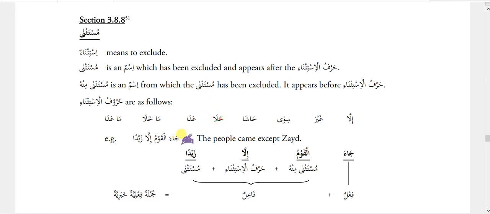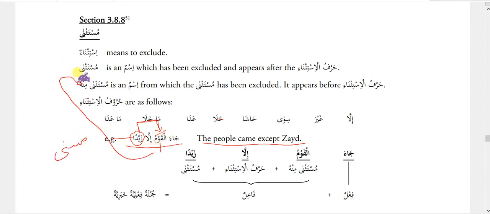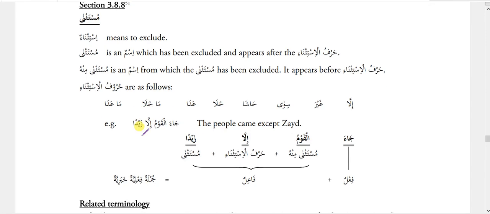For example, ja'a al-qawmu illa Zaidan, the people came except Zaid. So here Zaid is excluded from the group of the people who came. So Zaid is excluded from qawm. So Zaid is mustasna and al-qawm is mustasna minhu, because that's the group from which Zaid is excluded. And illa, which makes the difference between mustasna and mustasna minhu, is here harf istisna.